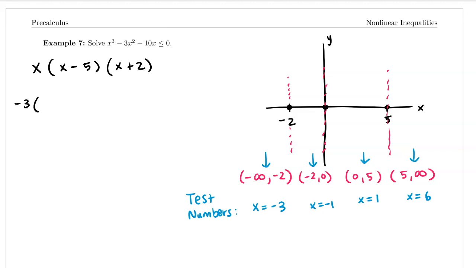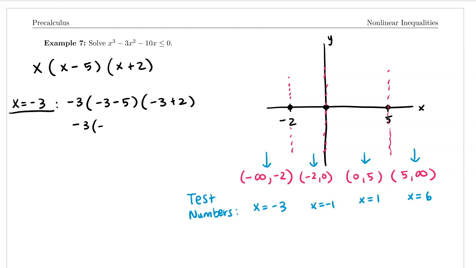I would get -3 times -3 minus 5 times -3 plus 2. So now I'm going to go ahead and simplify this expression. It's going to be -3 times -8 times -1. -3 times -8 is 24, times -1 is -24. That means that in my function graph, it's going to be negative. Everywhere between -infinity and -2, my function graph is going to be negative. And so if I were to be sketching this, it would look something like that there.